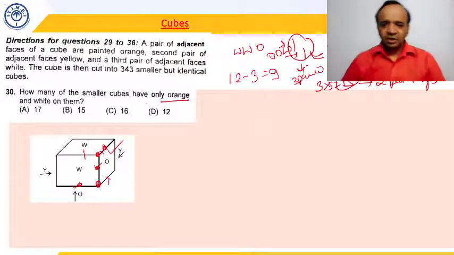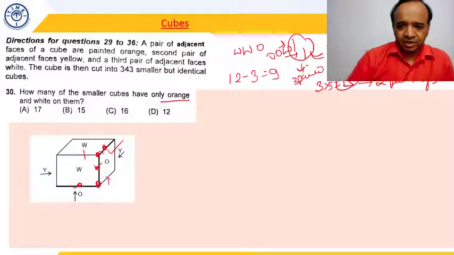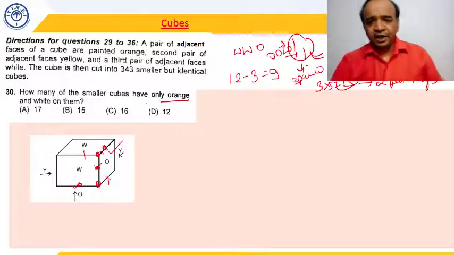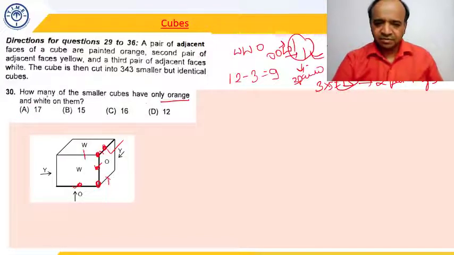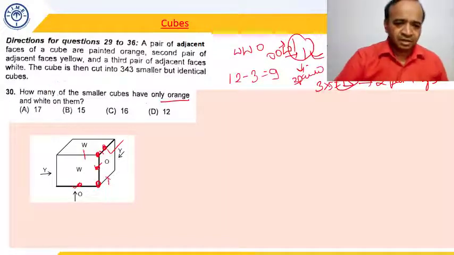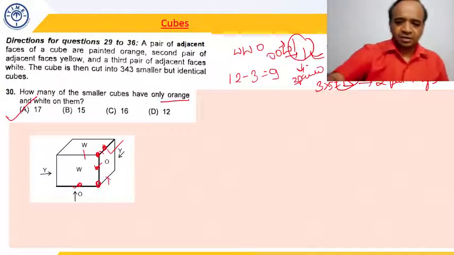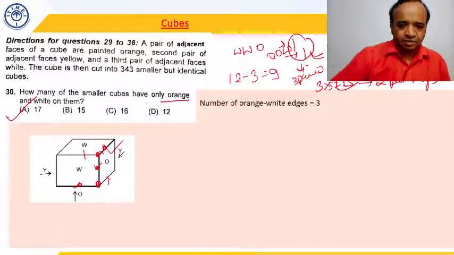Any doubt? So 15 plus 2, this 15 plus these two is equal to 17. So how many of the smaller cubes have only orange and white on them? That is, two painted faces gives 15 and three painted faces gives 2, so 15 plus 2 is equal to 17. Now look at the solution. I repeat here with the solution.